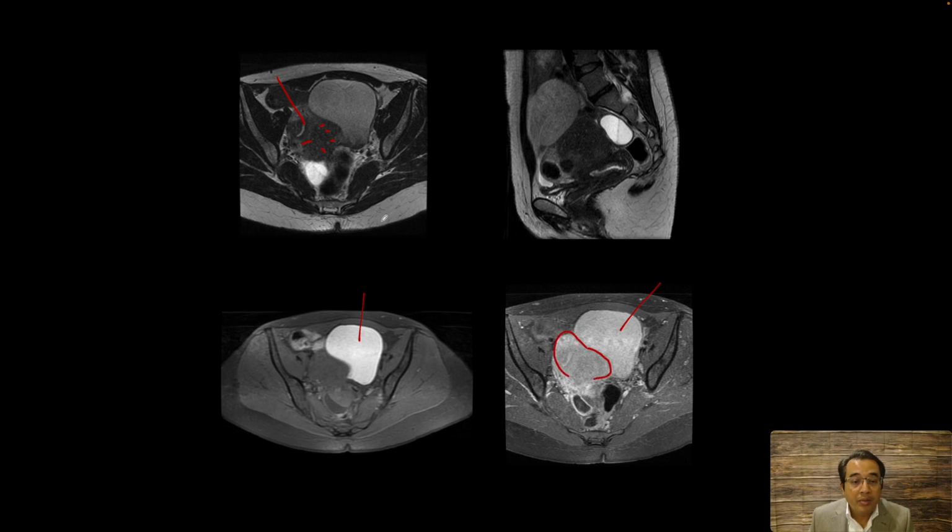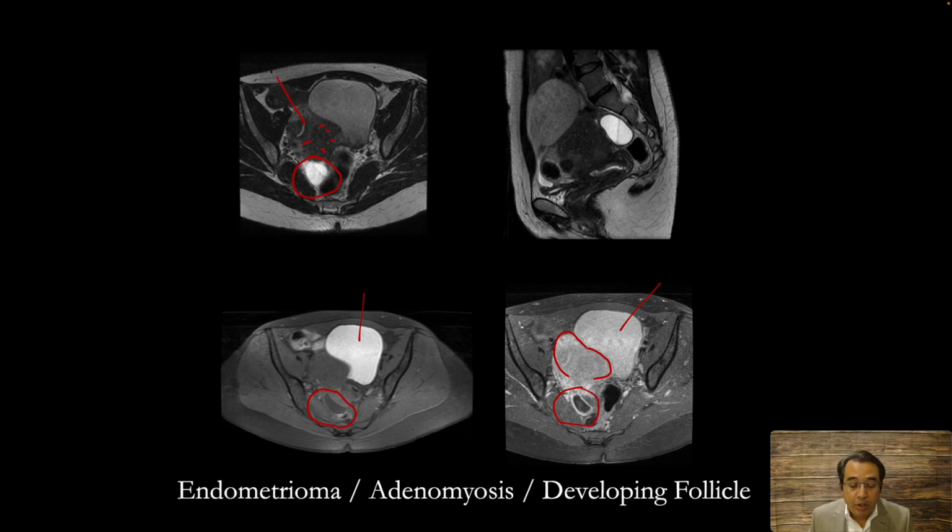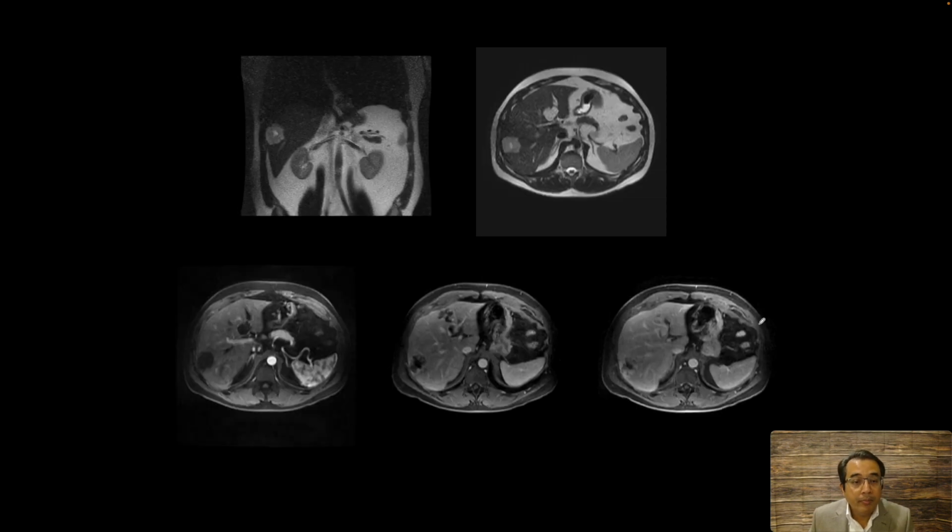They also have an ovarian follicle on the right side, which is seen right here, and it shows low signal on T1 and some peripheral enhancement. So multiple findings suggestive of endometrioma, adenomyosis, and a developing follicle on the right side.